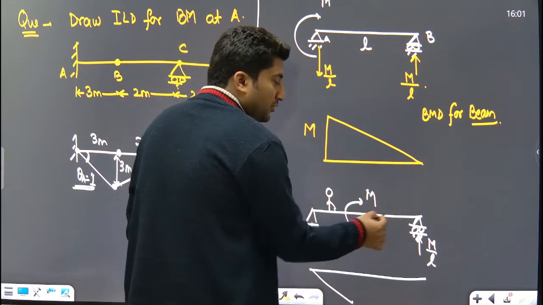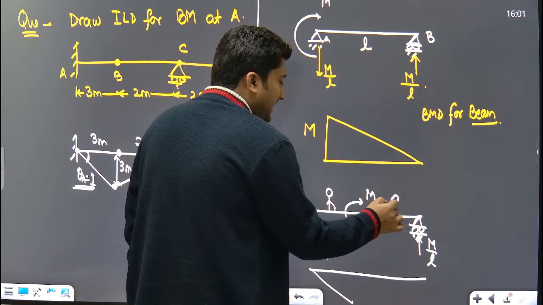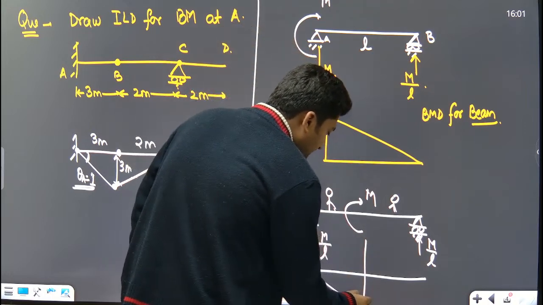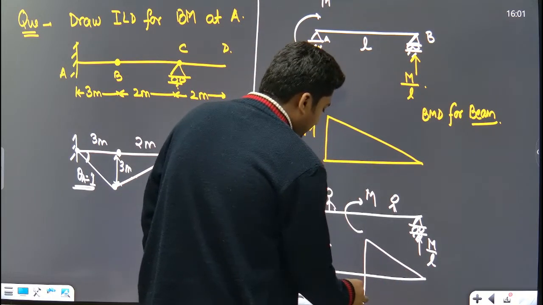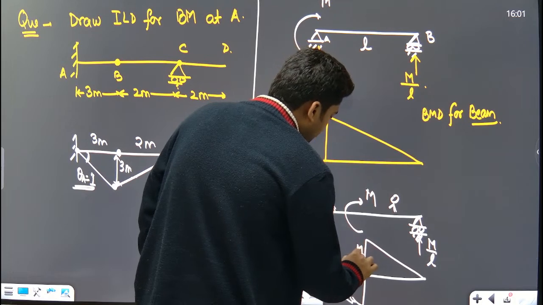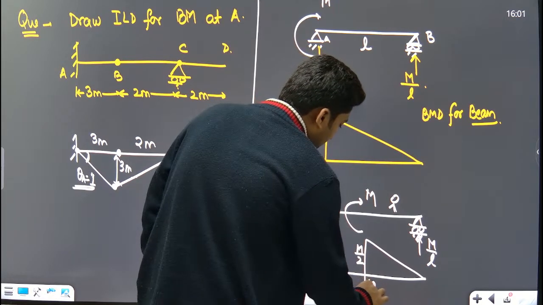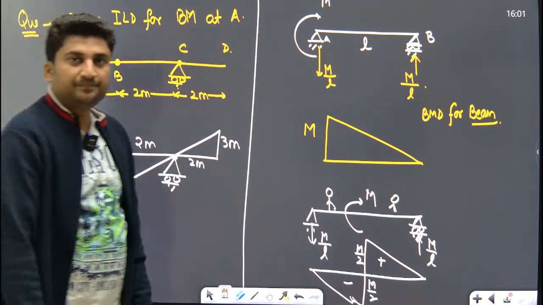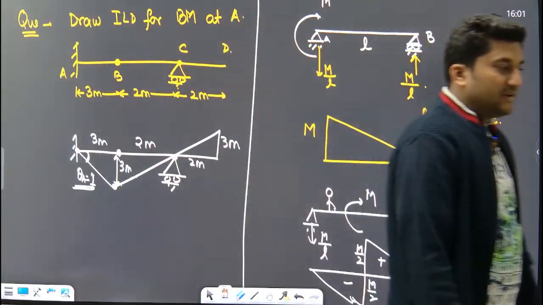And when you need to draw the bending moment for this, stand here and look towards the right hand side. So this is M by 2, this is M by 2. M by 2 and M by 2. This is positive and this is negative. M by 2 and M by 2. You can see very carefully.